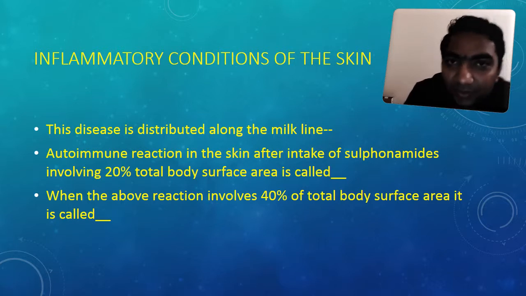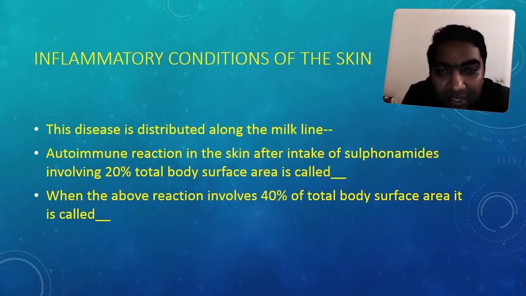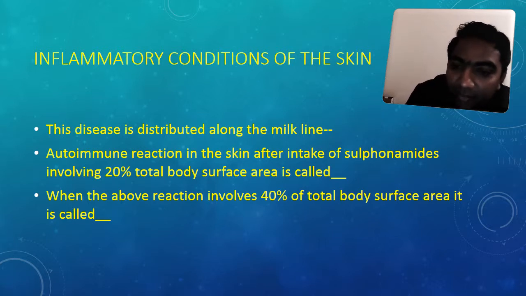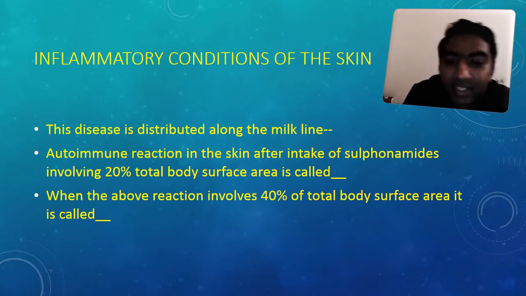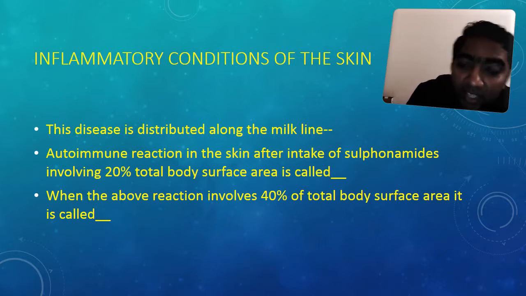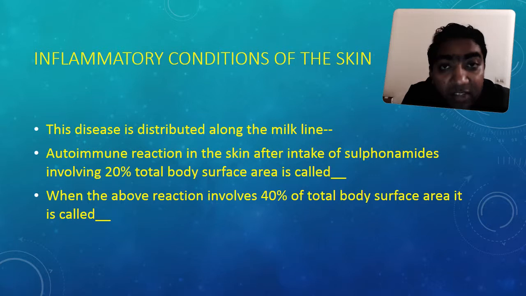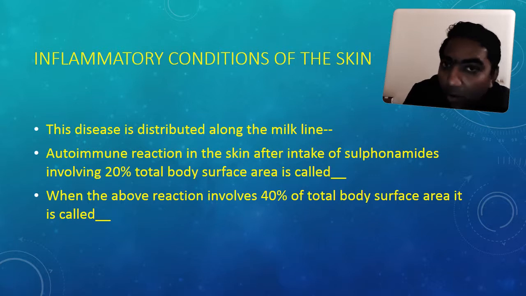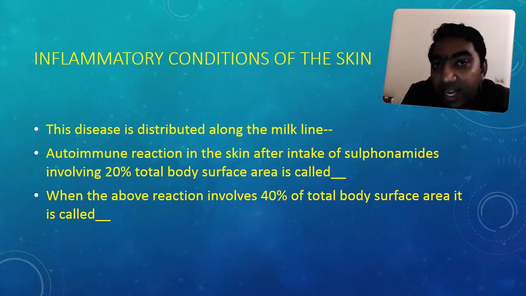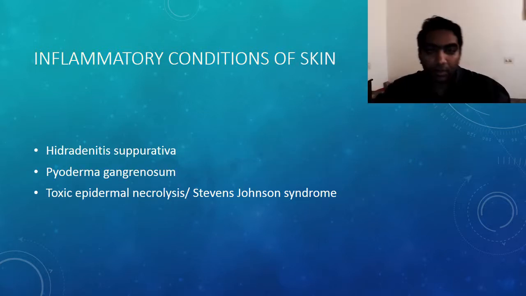After we have dealt with the basic skin structure, now we will come to the inflammatory conditions of the skin. Before coming to the topic per se, we will contemplate a few sentences regarding this topic. This disease is distributed along the milk line. Autoimmune reaction in the skin after the intake of sulfonamides involving up to 20% of the total body surface area is called SJS. When the above autoimmune reaction involves 40% of the total body surface area, it is called TEN.